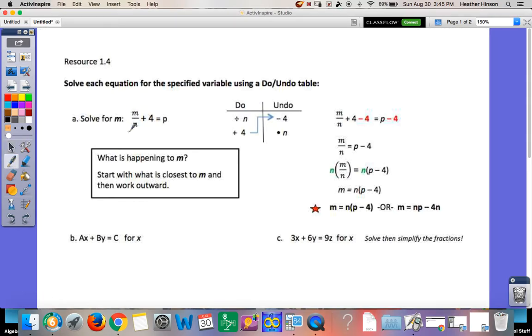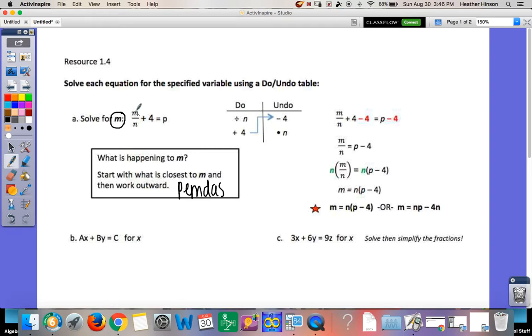So for our first equation right here, m divided by n plus 4 equals p. We need to see what is happening to m because that's what we're going to solve for. So you want to look at what operations, multiplication, subtraction, division, addition, all of those operations, what's happening to it. Start with whatever's closest to m and then work out from there. You can also look at it as PEMDAS, order of operations, and just go in order.